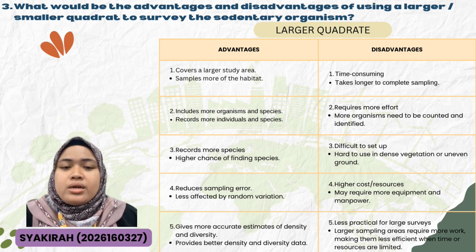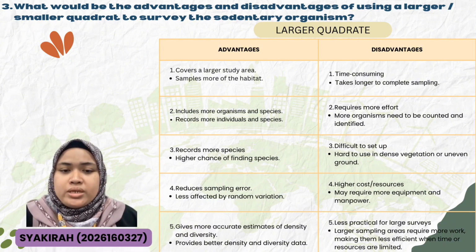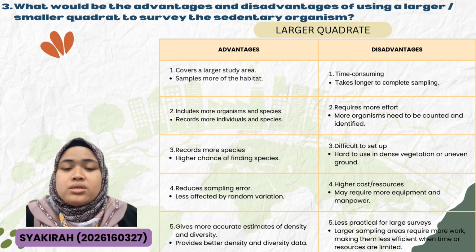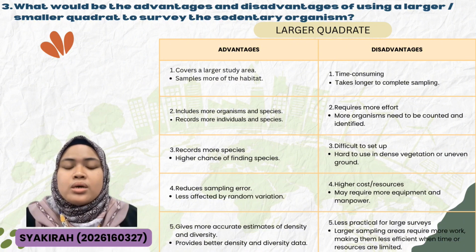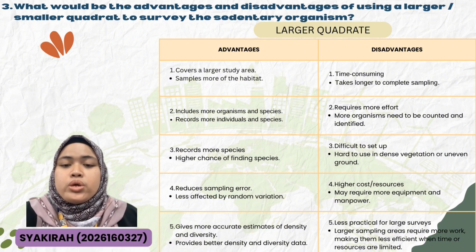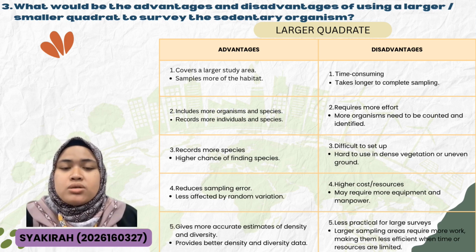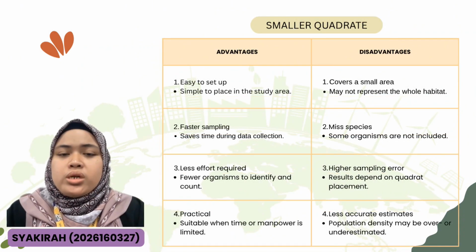A larger quadrat is more time consuming because it takes longer to complete the sampling process. It also requires more effort as more organisms need to be counted and identified. In addition, it is more difficult to set up, especially in dense vegetation or uneven ground. It may also require more equipment, manpower, and higher costs. Now, let's move on to the smaller quadrat.